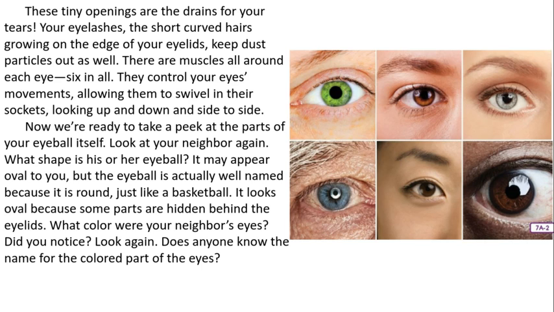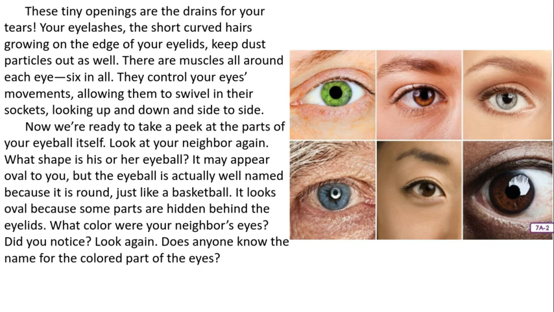The eyelid, eyebrows, and eyelashes are all external parts that help protect the eyeball. Think exit, the outside, external, the outside of your body. Now we're ready to take a peek at the parts of your eyeball itself. Look at your eye in a mirror or someone near you's eye. What shape is his or her eyeball?